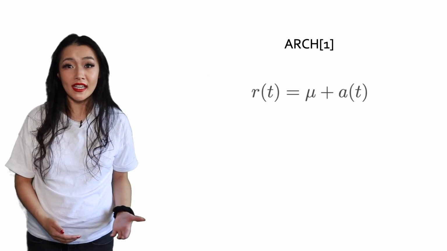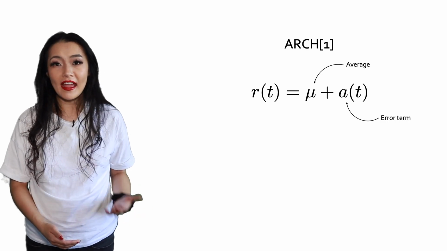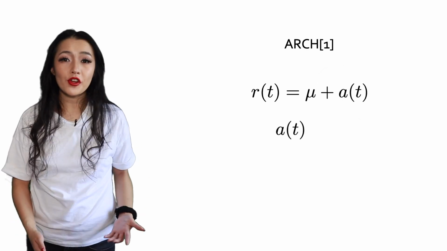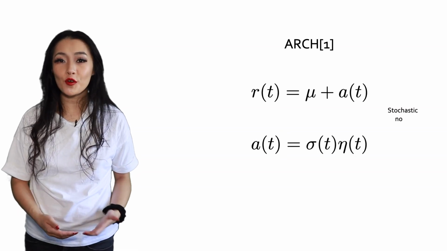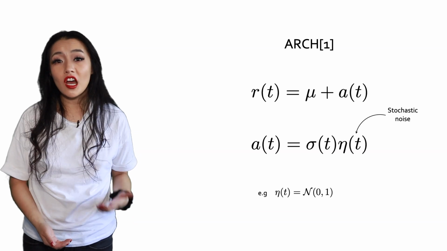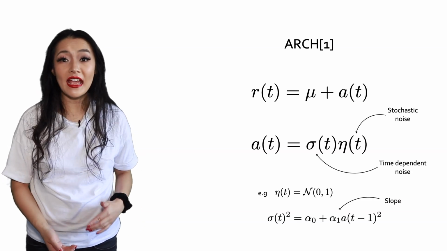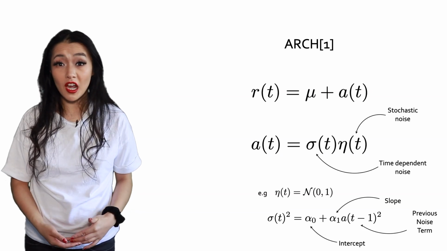The ARCH1 model says that the point R of t is a constant mu plus an error term at time t, A of t, where A can be broken down into a stochastic noise term, eta, such as a Gaussian, and a time-dependent noise term, sigma, which is dependent on the error term at the previous time step.